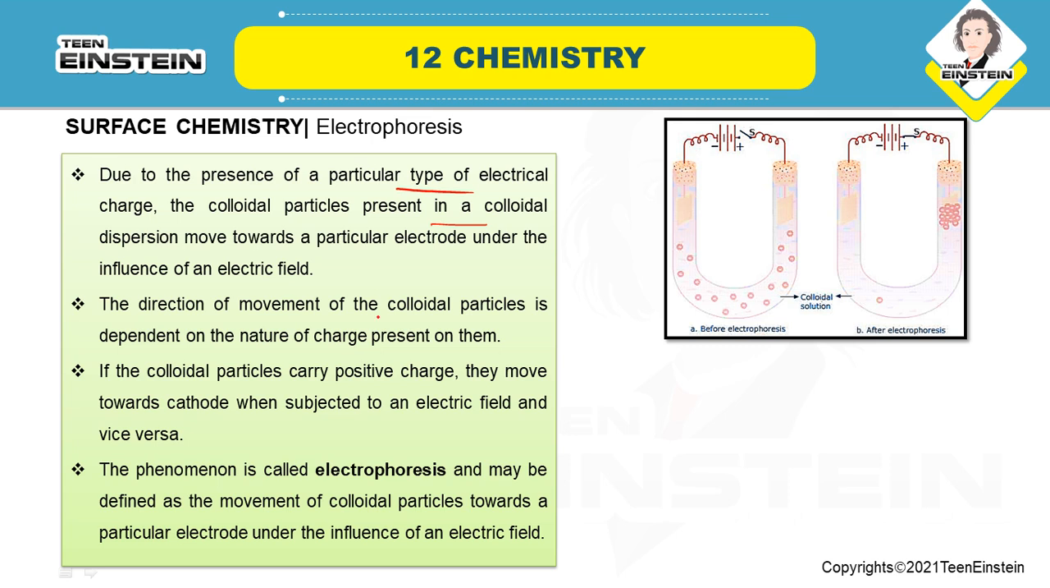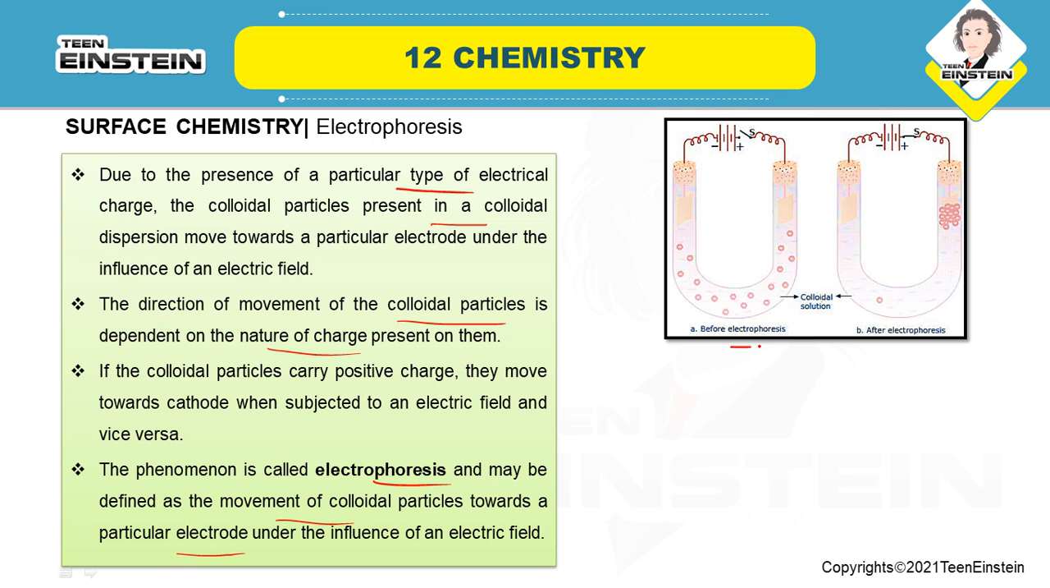So the direction of movement of the colloidal particles obviously depends on what type of charge is present on them, whether positive or negative. This phenomenon, of moving towards the cathode or anode depending on the charge, is known as electrophoresis. And how can we define it? It may be defined as the movement of colloidal particles towards a particular electrode under the influence of an electric field.